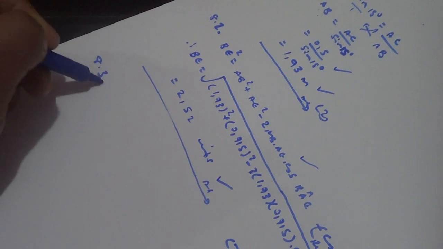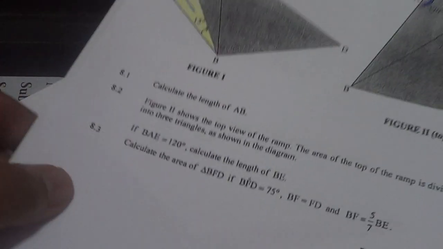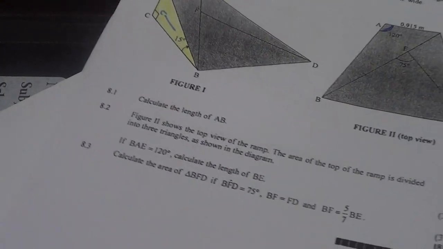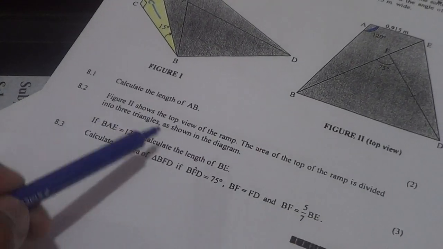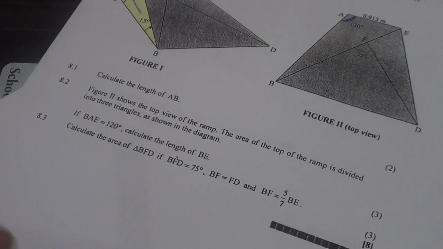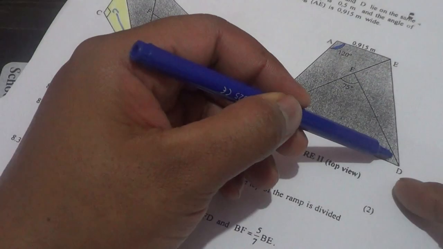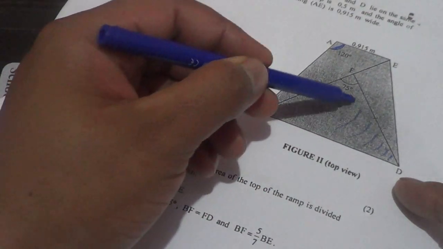So 8.3, what do they want from you and I? Now they're telling us to calculate the area of BFD. Okay, BFD. Now this is the triangle we have to work with.